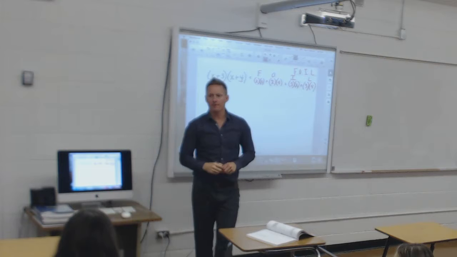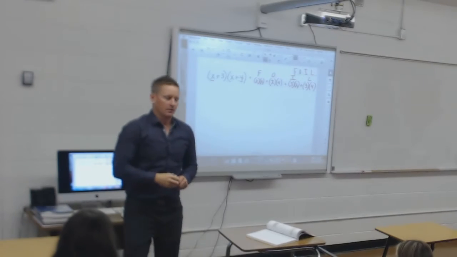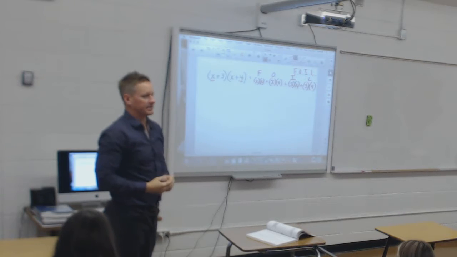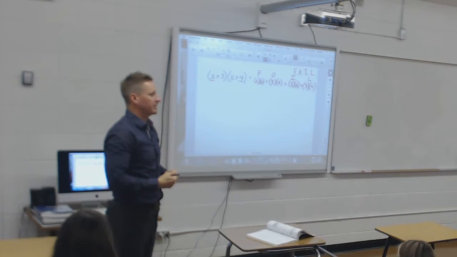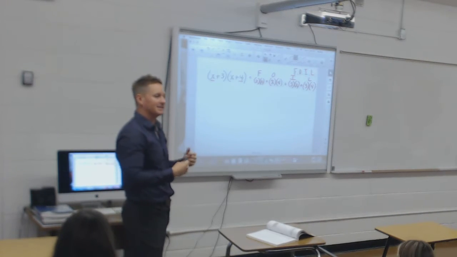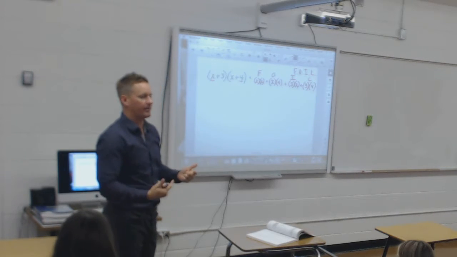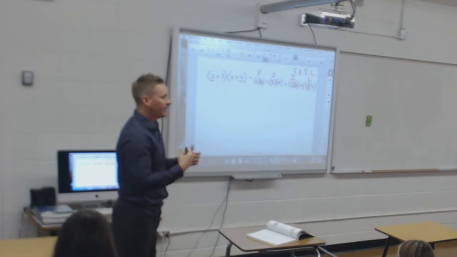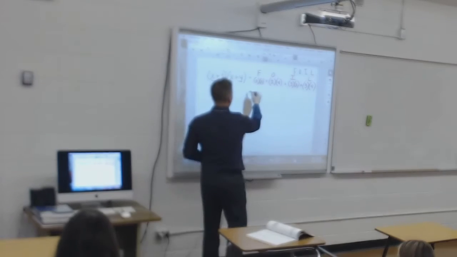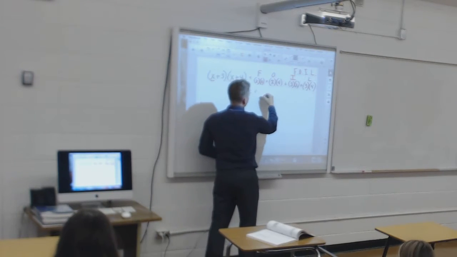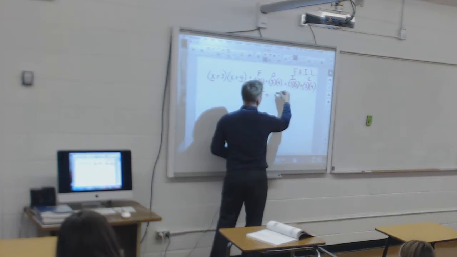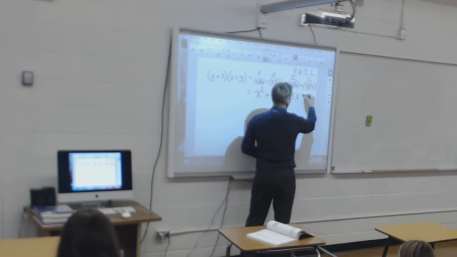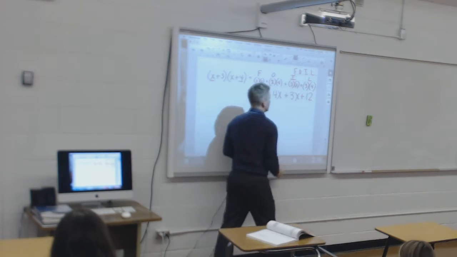This is called FOIL. First, outside, inside, last. This is the preferred method. This is the method that is the easiest, simplest way of doing a binomial by a binomial. You'll see it. Once we get going, you'll understand it's way easy. All right? So, x times x, x squared. x times 4, 4x. 3 times x, 3x. And 3 times 4, 12.